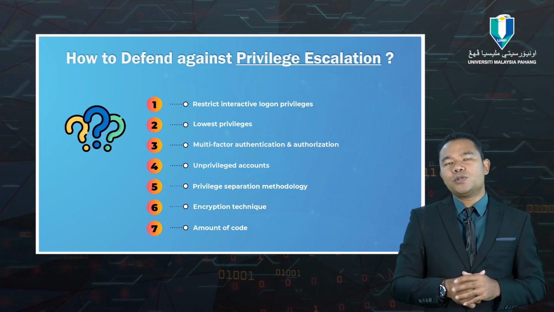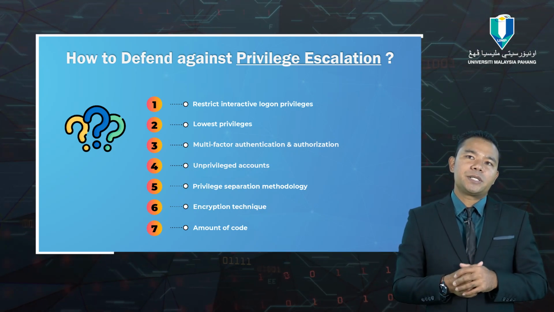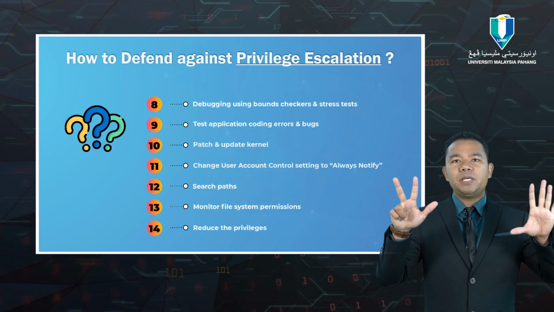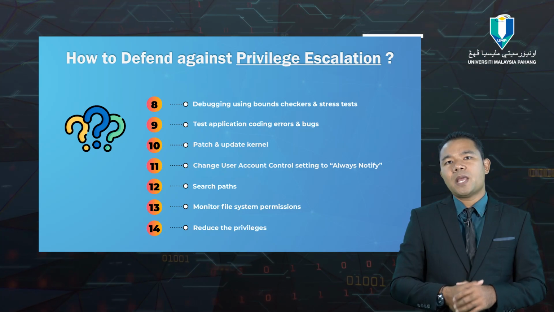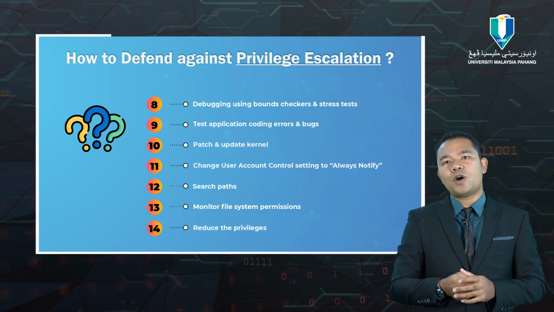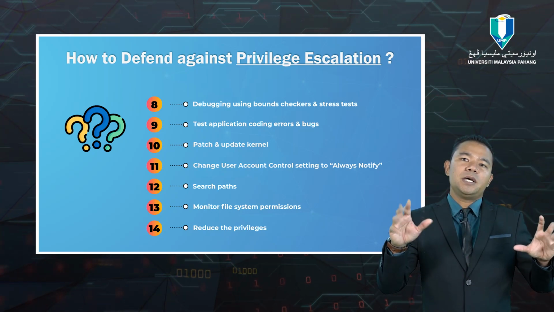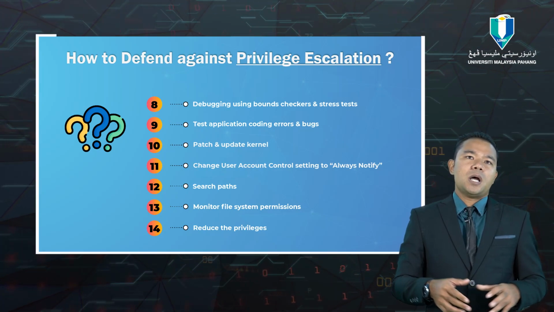Number 6, use an encryption technique to protect sensitive data. Number 7, reduce the amount of code that runs with particular privilege. Number 8, perform debugging using bound checker and stress test. Number 9, test the system for application code error and bug thoroughly. Number 10, regularly patch and update the kernel.